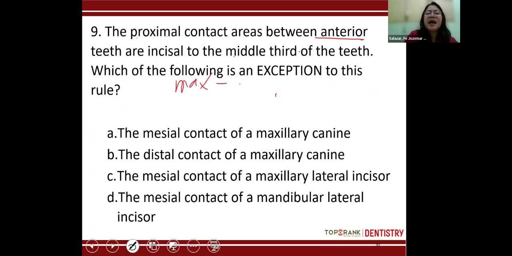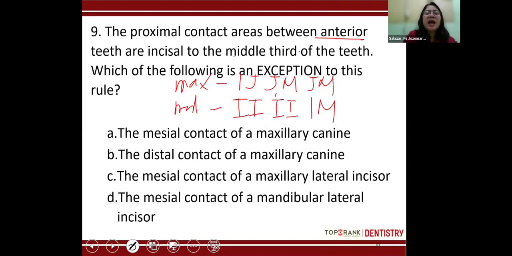Maxillary, yes. IJ, JM, JM. Okay. Mandibular, ano yung mandibular? II, yes, II, IM. Okay, tingnan natin. Ano ang mesial contact ng maxillary canine? Mesial contact area? Maxillary canine? Oh, ito. Ano dyan? Ito yung maxillary canine. Ano dyan yung mesial? Yes, J.